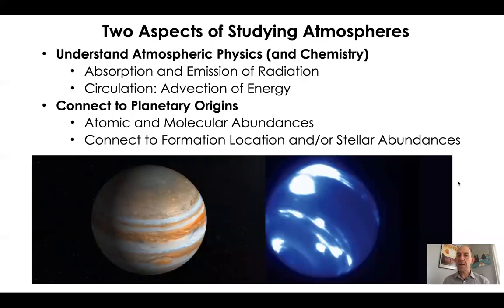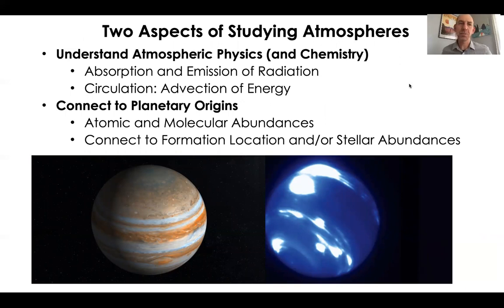So I want to come back to why we study planets. I think it's important. In terms of atmospheres, to me, there are 2 important forks to think about. One is we want to understand the atmospheric physics and chemistry. That's one reason to understand planetary atmospheres. And that typically involves understanding the absorption and the emission of radiation and how that interplays with the atmospheric composition of atoms and molecules and clouds. We also want to think about circulation, the advection of energy around the planet from day to night, or vertical advection of energy. So we want to understand atmospheres to understand those physical and chemical processes.